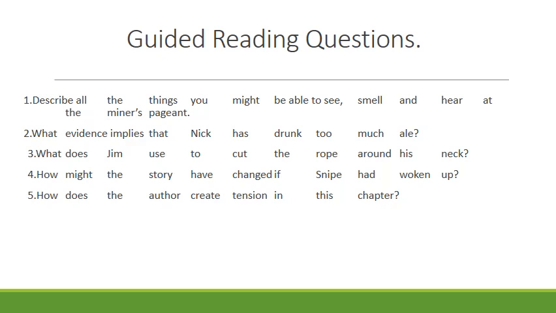Now, the guided reading questions. Describe all the things you might be able to see, smell, and hear at the miners' pageant. What evidence implies that Nick has drunk too much ale? What does Jim use to cut the rope around his neck? How might the story have changed if Snipe had woken up? How does the author create tension in this chapter?